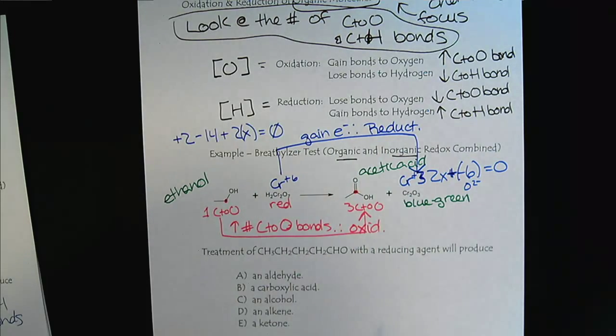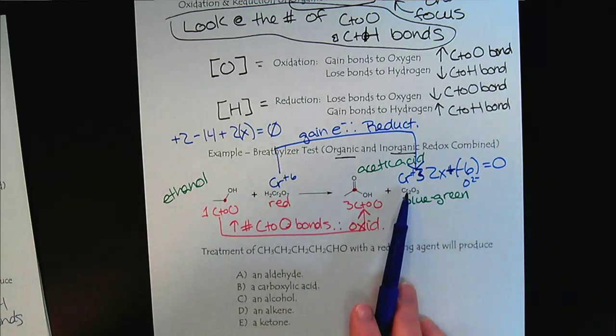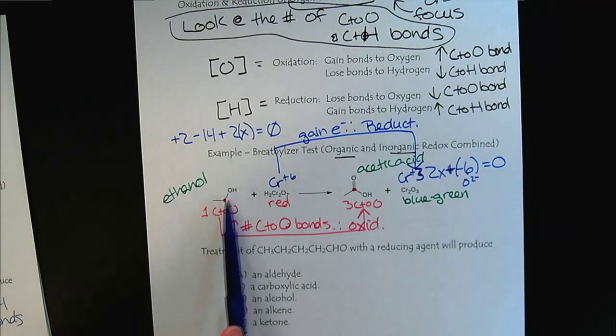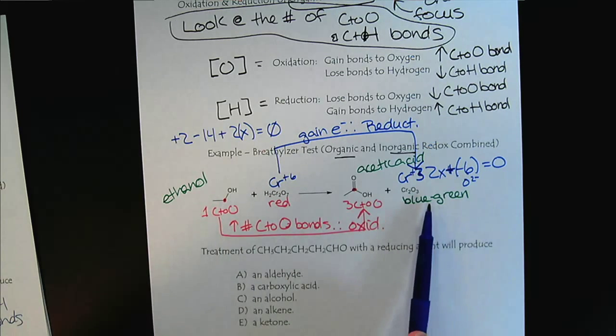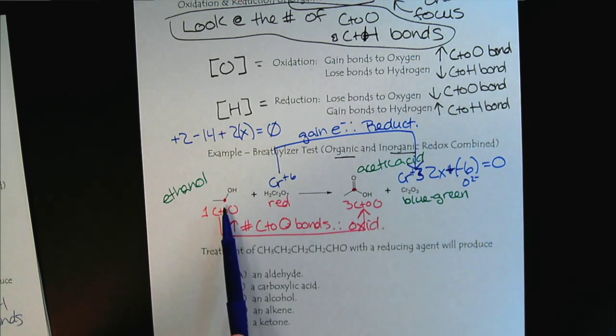Alrighty, so here's a very practical example of how we can see inorganic oxidation and reduction combined with organic oxidation and reduction. The way the breathalyzer works is the more alcohol, the more ethanol we have on our breath, the more blue-green will appear in the device. And there's ways to correlate the alcohol in the breath to the intensity of the blue-green color.